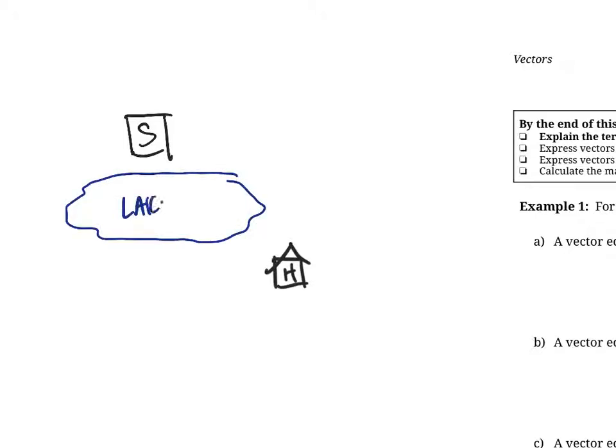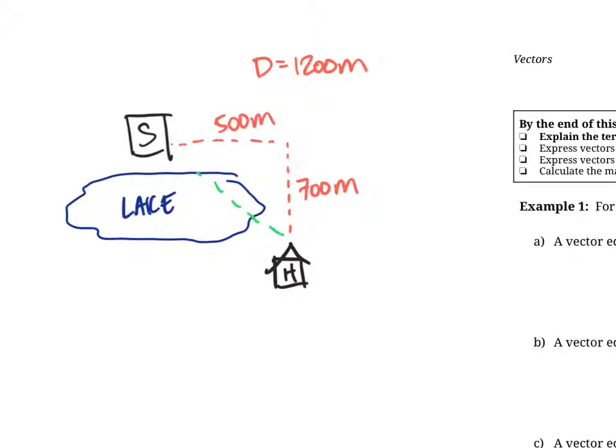We'll call that lake. So in order to get from home to school, you actually need to follow a path that looks something like this. Let's pretend that this is 700 meters, and let's pretend that this is 500 meters. So we can clearly say that the total distance traveled is 1,200 meters. But you're curious, what's the straight distance between home and school?